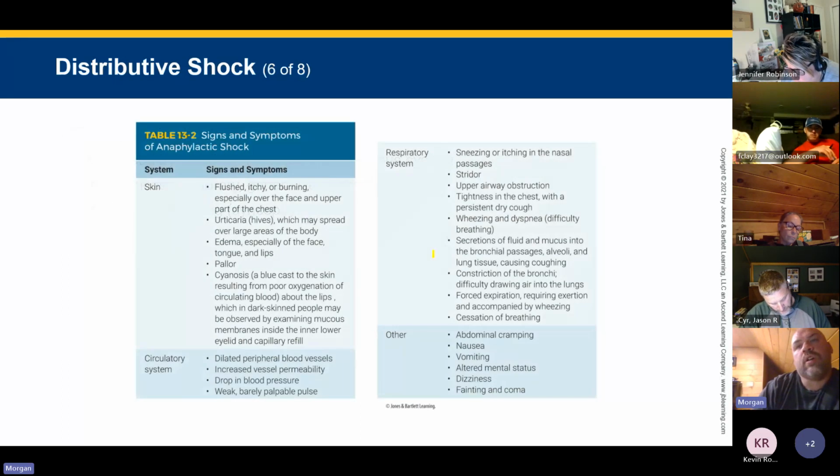Any questions about distributive shock? So that's when the vessels just aren't able to work the way they're supposed to. Right? That's like pushing water into a 4-inch hose. It's just not going to be effective.